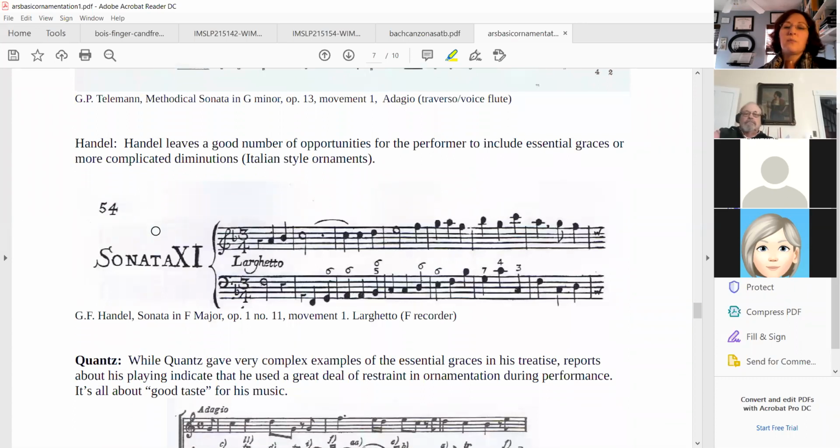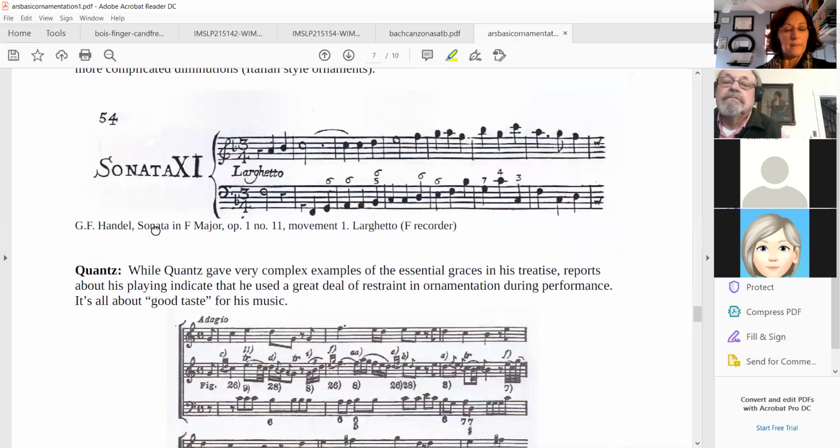Handel also leaves a good number of opportunities for the performer to include essential graces and more complicated ornaments, which we haven't talked about, which we'll talk about later on in the year, in his music. And here's an example. You don't need to hear that.